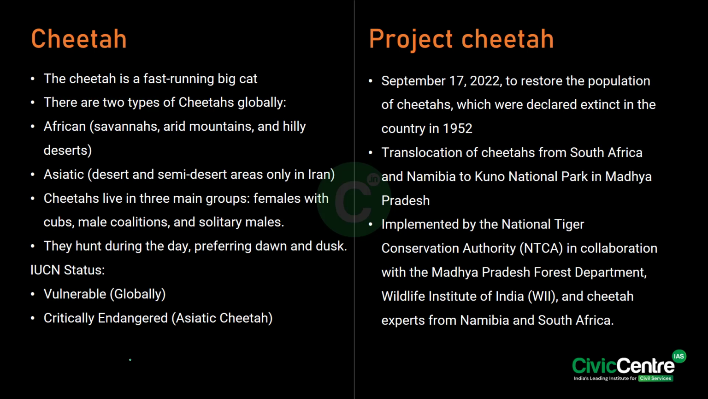See, the cheetah is a fast-running big cat, of which there are 2 types, African and Asiatic. And they live in 3 main groups, where one group is females with cubs, the second one is male coalitions, and lastly solitary males. Significantly, they hunt during the day, preferring dawn and dusk. Know that the IUCN status is vulnerable globally, and for the Asiatic cheetah, it is critically endangered.